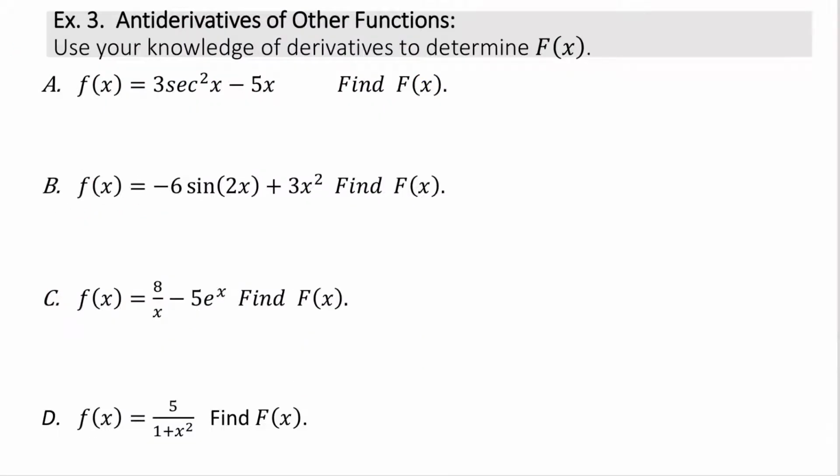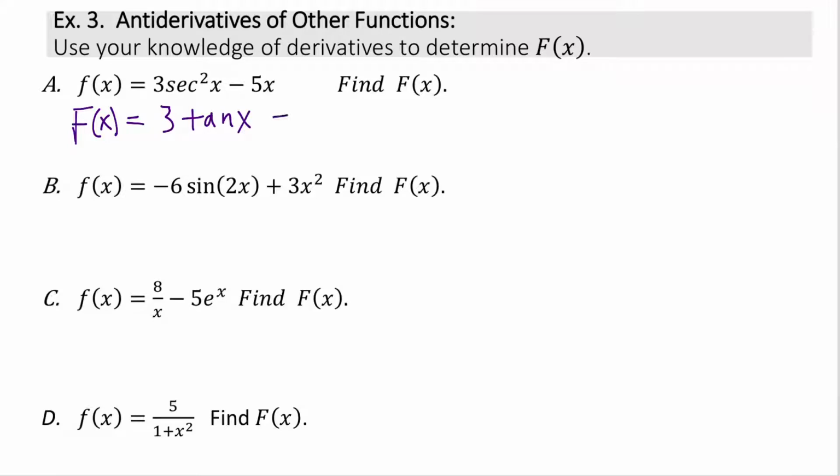So we also know something about derivatives of trig functions and exponential functions and inverse trig functions. So let's take a look at some of those antiderivatives. If I have f of x is equal to 3 secant squared x minus 5x, I know that in order to get the secant squared, I would have had to take the derivative of the tangent of x. So I go back to my knowledge of derivatives to determine that my antiderivative would be 3 tangent of x.